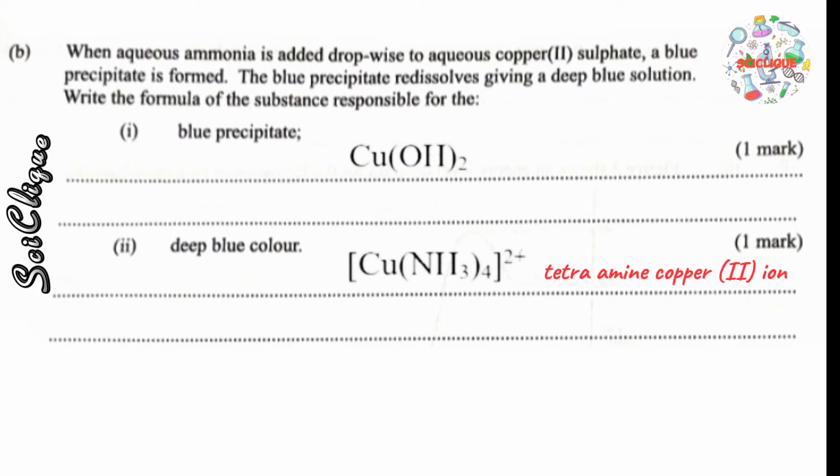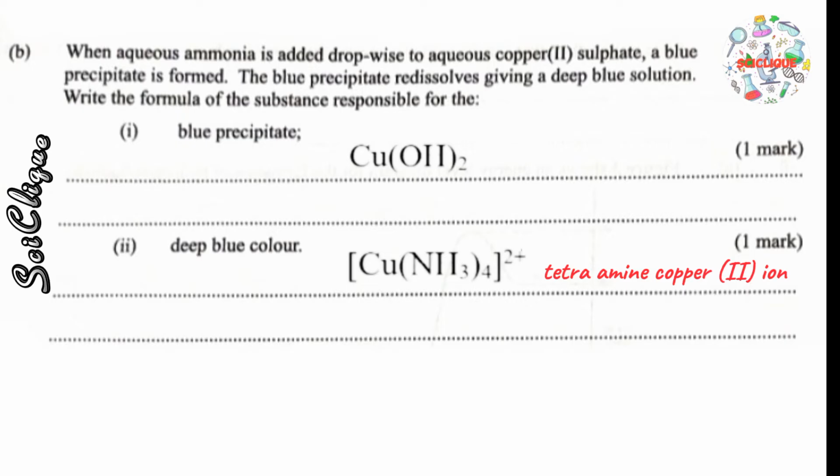We have tetraamine copper(II) ion. Now, tetraamine. Amine is simply a compound that is derived from ammonia, so in this case, it's the NH3. We are being told tetraamine, so that means we have 4 of these. So NH3 enclosed, with a 4 at the bottom.